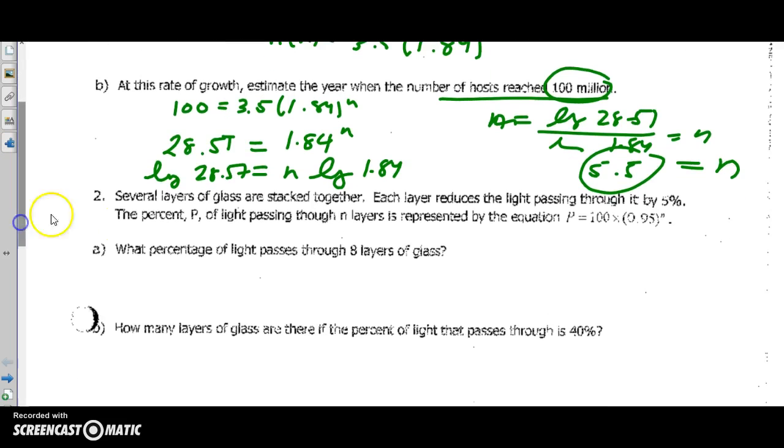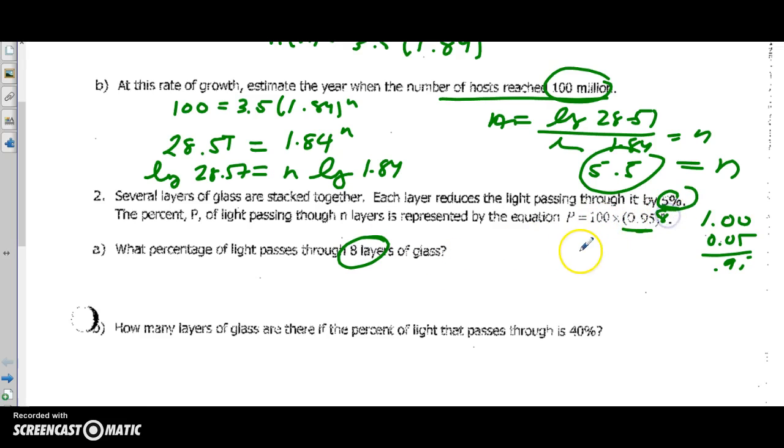Okay, so let's keep going. I'm kind of rushing here, but if I have glass stacked together, I lose 5% each time light goes through a pane of glass. That means I saved 95%. So 5% is gone. 1 subtract 0.05 tells me that 95% remains. If I want to figure out what percent is left after 8 panes of glass, all I'm going to do is sub in an 8 here. You do that and get 66%.